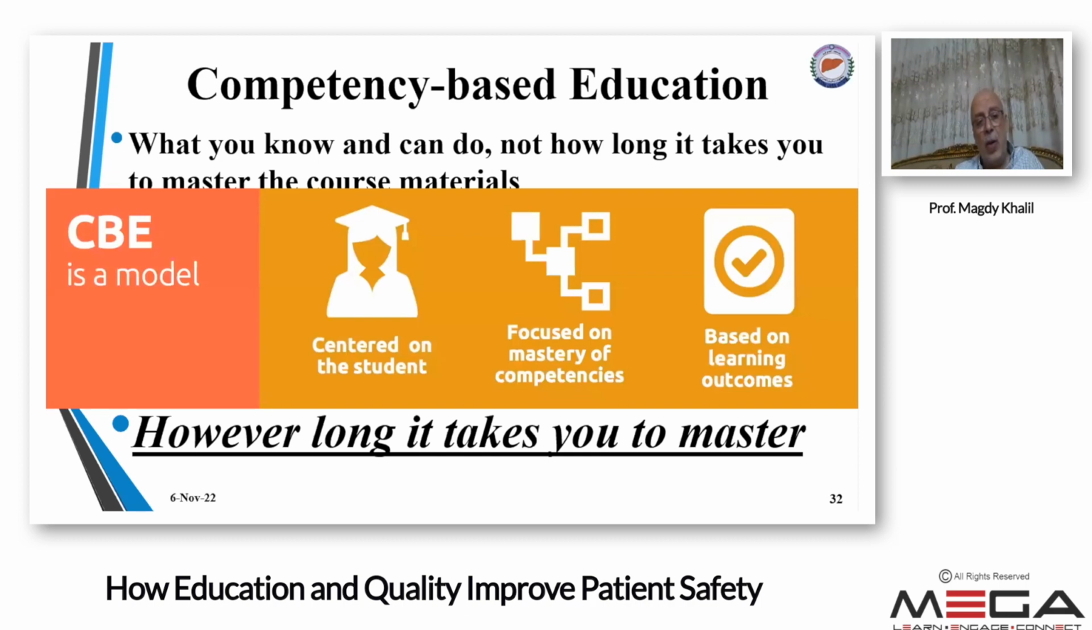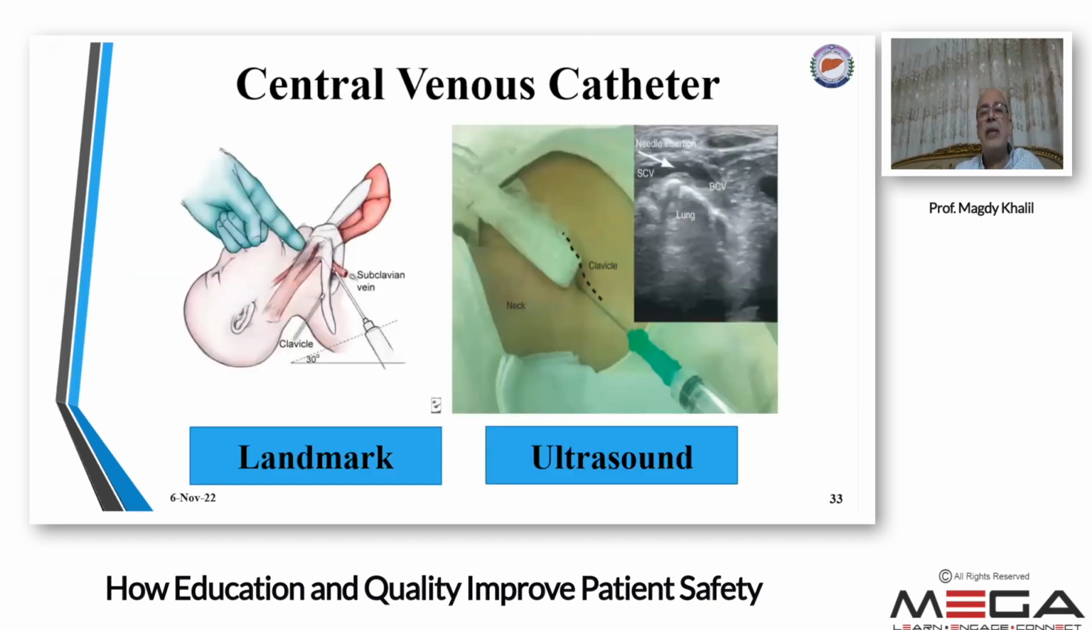So competence-based education is a model centered on the student, focused on mastery of competencies based on learning outcomes. So the outcome is defined before the curriculum is done. Here is an example of central venous catheterization, to see the landmark technique versus ultrasound. Ultrasound is started by training and workshops and so on, but landmark is the skill of the anesthetist.